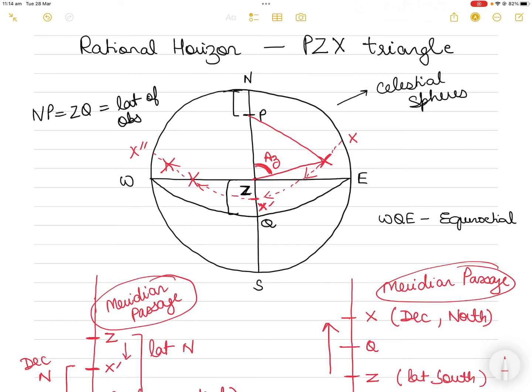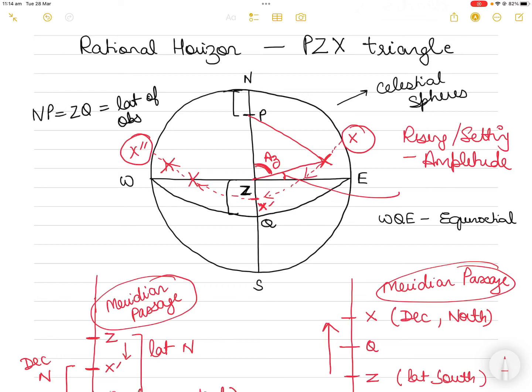If we do it exactly when it is on the rational horizon, so when x is here or x is here, when the body is exactly rising or setting, and we are calculating the bearing, we call it the amplitude method. When we are trying to determine the angle that the observer and the celestial body are making with respect to the rational horizon, this is called the amplitude method of calculating compass error.